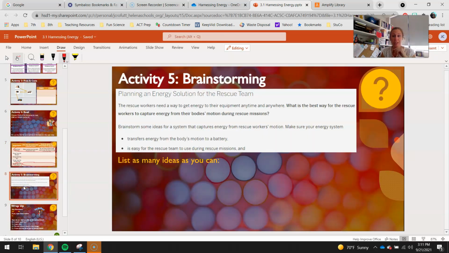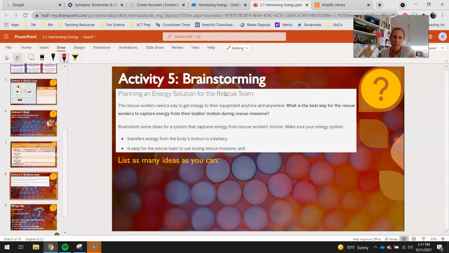And then for your last part, you're going to do a little brainstorming activity. For this, you are going to think about what you learned with the hand crank generator and the article you just read out of those 4. And you are going to brainstorm as many ideas as you can for how a rescue worker can use energy from their body to fuel up a battery. Okay, so the rescue workers need a way to get energy to their equipment anytime and anywhere. What is the best way for the rescue workers to capture energy from their body's motion during rescue missions?